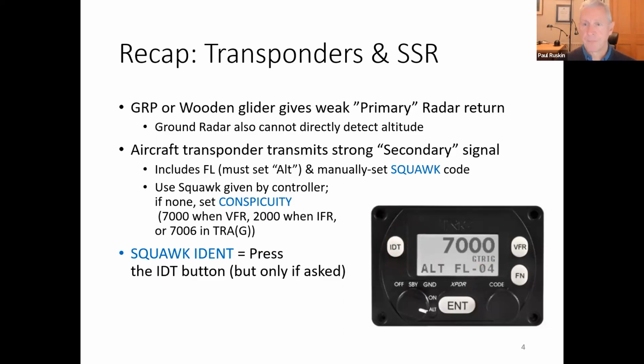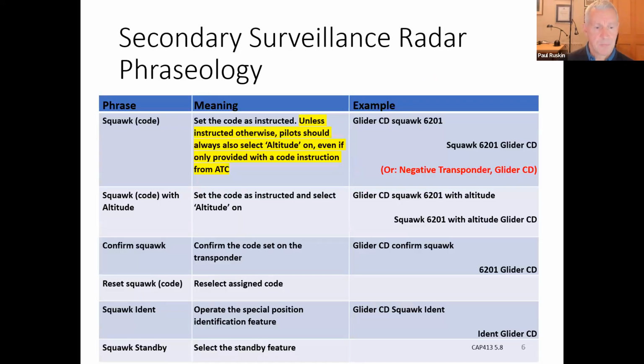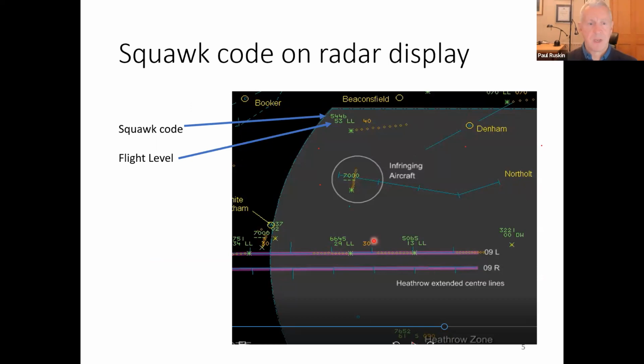Okay. What the controller sees on their screen is something like this. So we've got contacts here. This one's a contact, and here's the squawk code 7,000. Here's another contact, and this one is squawking a different number, and here's the altitude that it's at, and you can see that it's left a track on the screen.